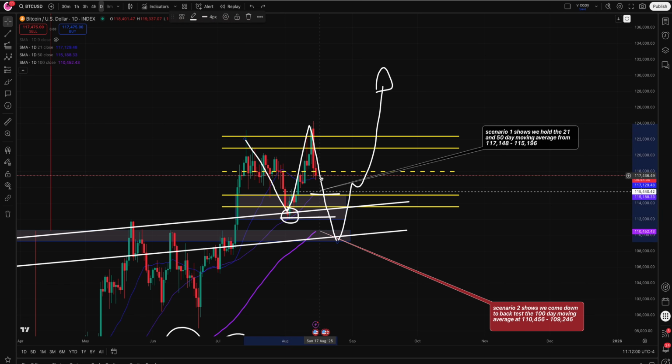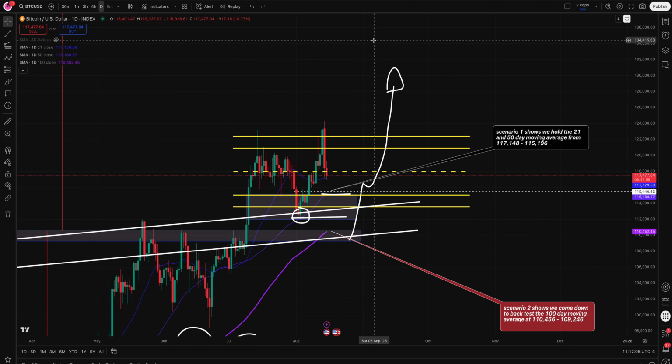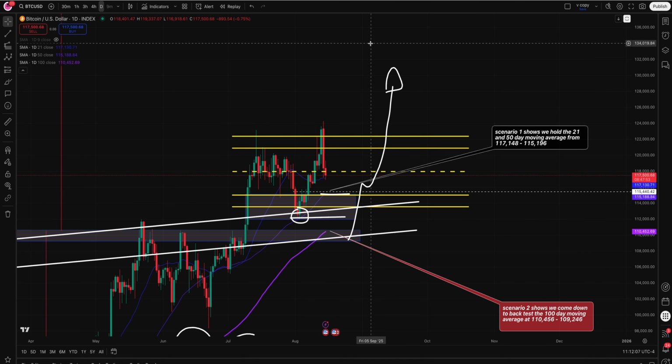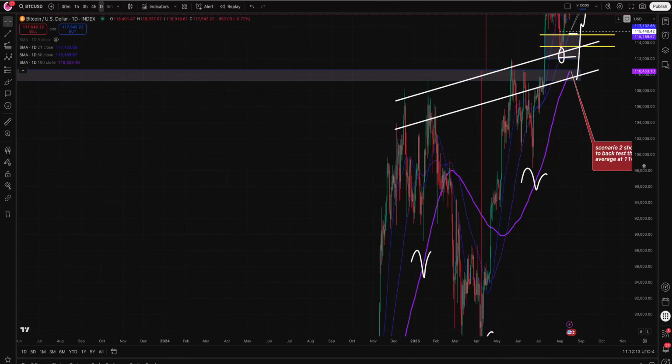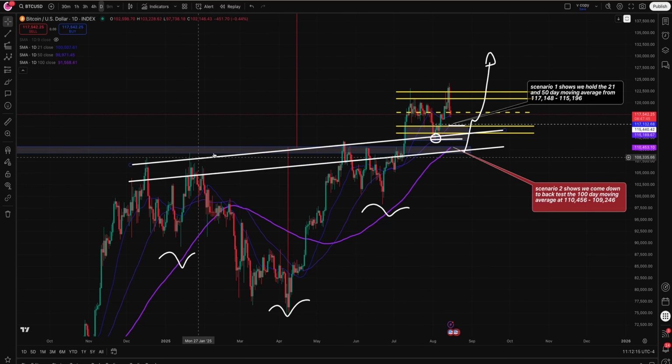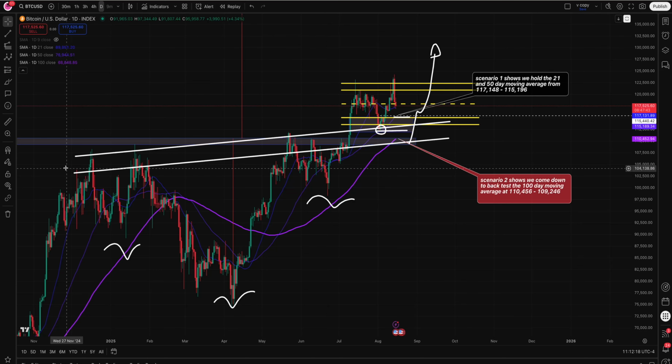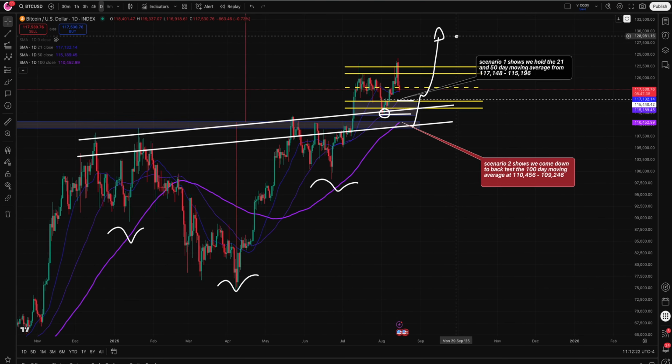Let's not rule out the possibility of a wick down to the 50-day moving average sitting at 115,188. And if we lose the 50-day moving average, then coming down to the 100-day moving average to backtest this structural resistance as support, it wouldn't be something out of the ordinary.